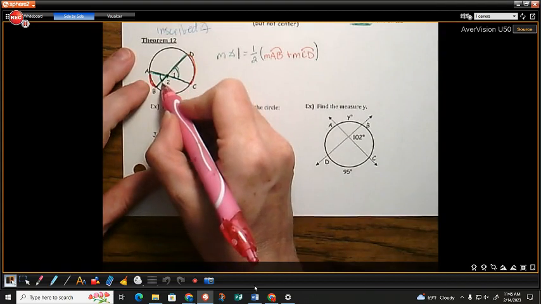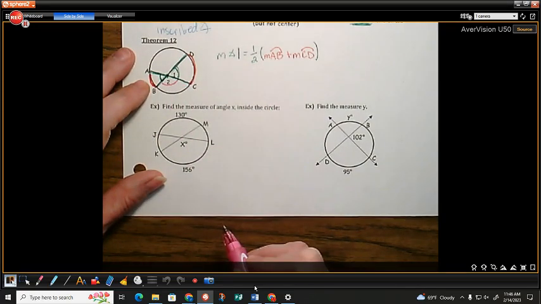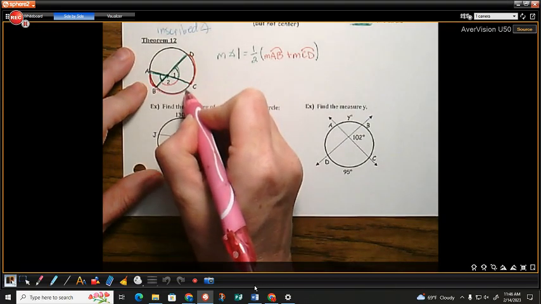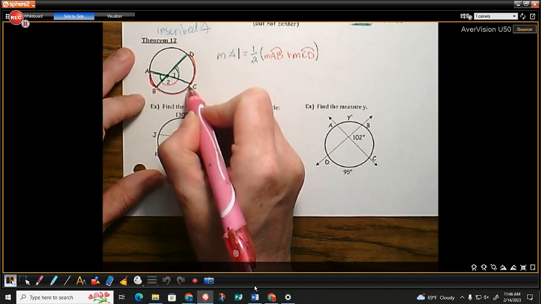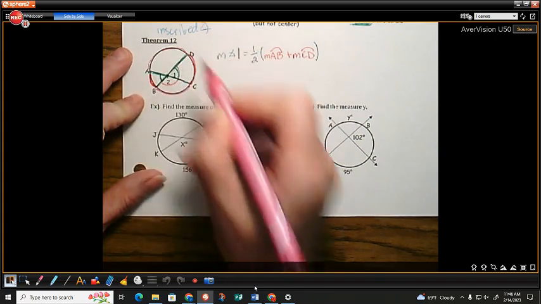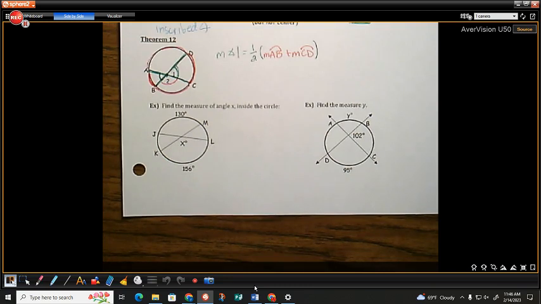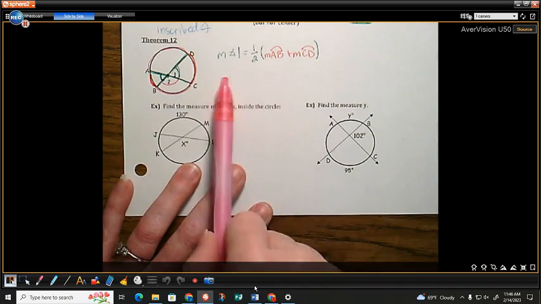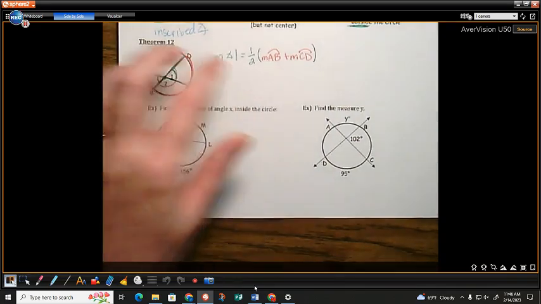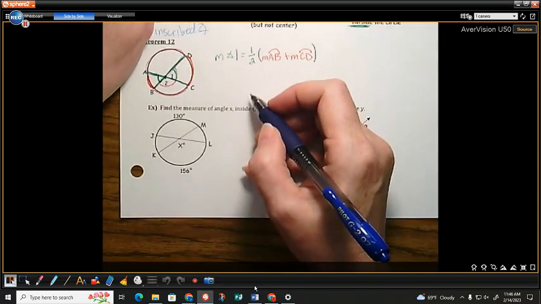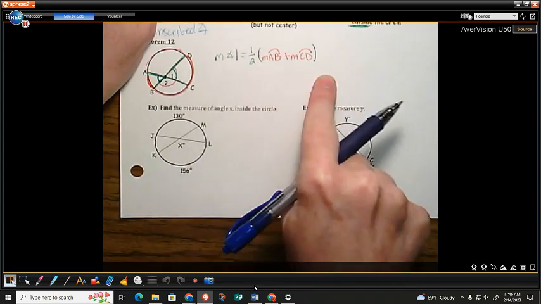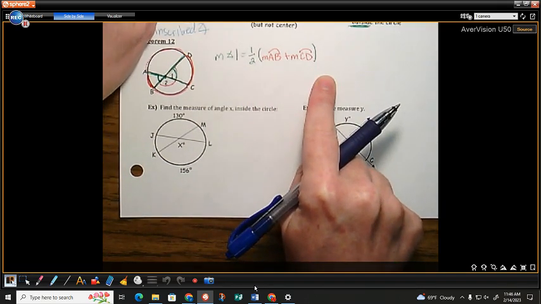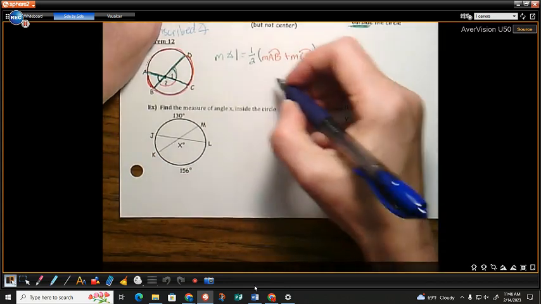Does it work for angle 2 as well? Yes. But I would have to use this arc down here that it's intercepting and that arc that it's intersecting. Okay? So, on your formula chart, this is what it says as a formula. Does someone want to put this into words? Okay, fine, I'll do it.